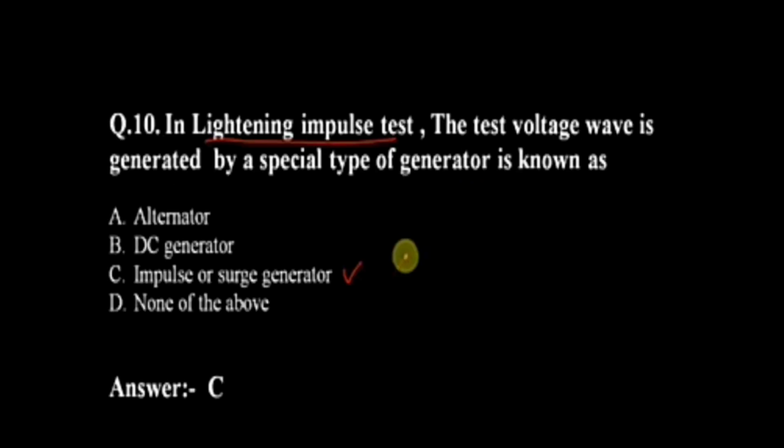So the question number 10 is, in lightning impulse test, the test voltage wave is generated by special type of generator known as. Means in lightning impulse test, the test voltage wave is generated by a special type of generator known as alternator, DC generator, impulse or surge generator, none of the above. So the answer is option C, impulse or surge generator.